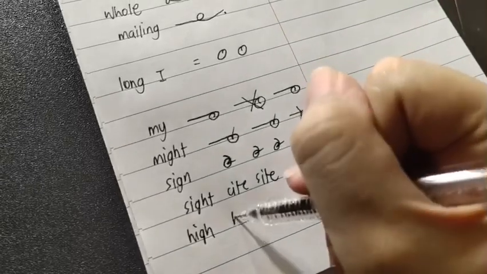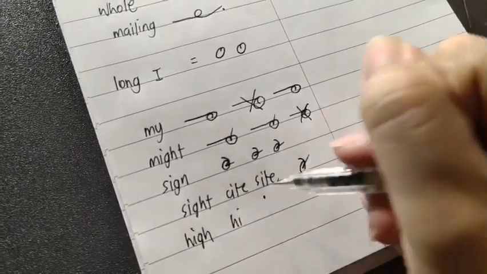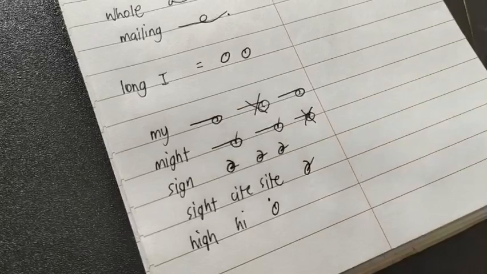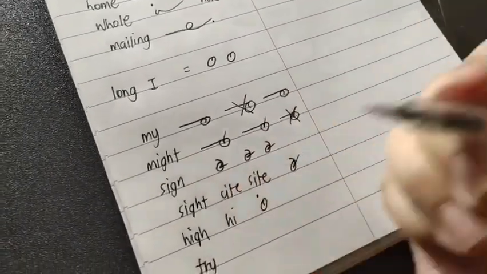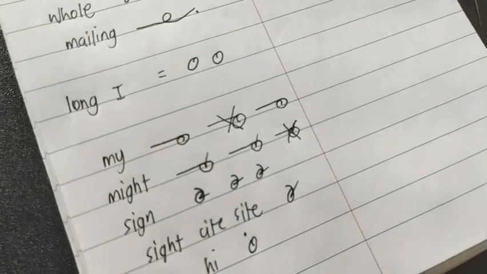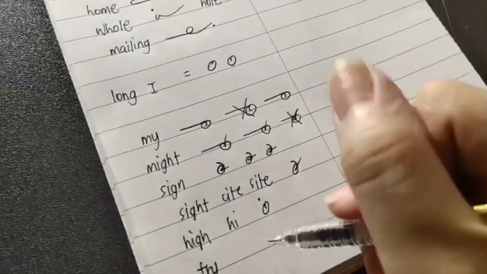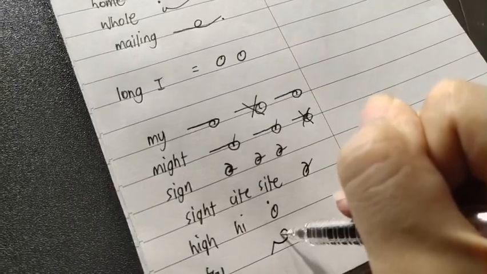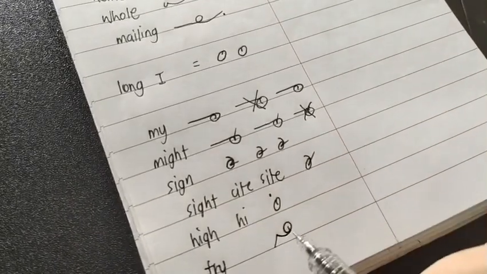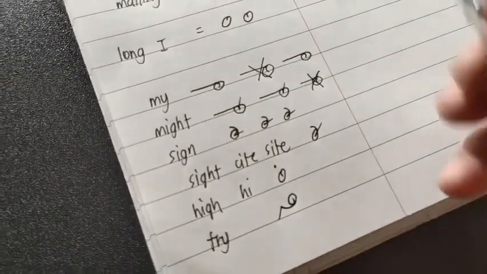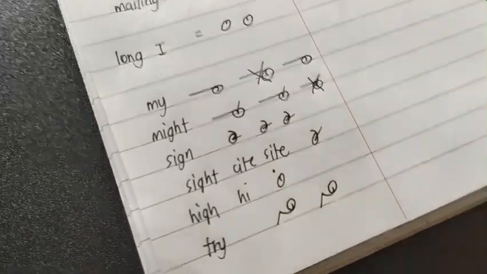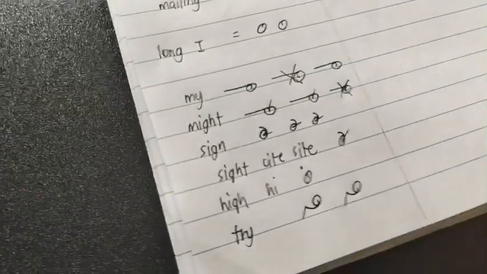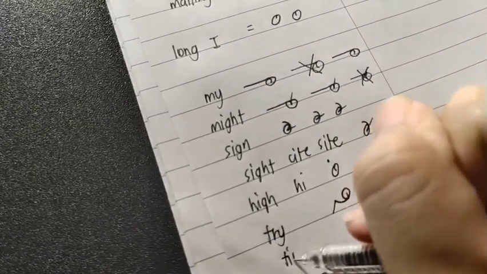Okay? Next is high. High or high. So we have H, I, high. Okay? Next is try. Spell what you hear. Try. T-R-I, di ba? So we have T, R, then ito yung I. Na-adjust siya, depende dun sa stroke. Ulit ha. T, R, pabilog, then andito yung broken. Ayan. Try.